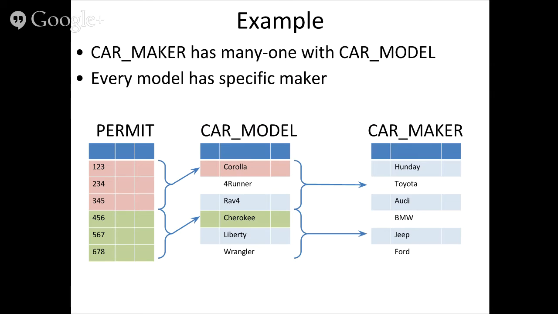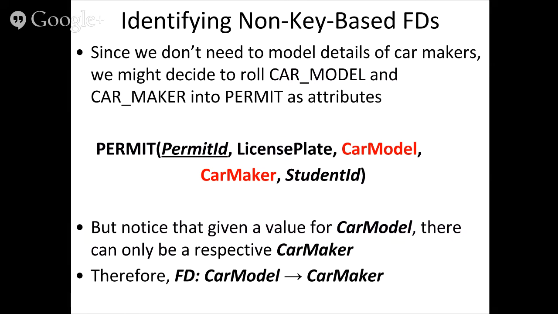Okay, what if we do that? What we could decide is, you know what, I don't want to have all these tables. Let's flatten the relationship, and bring permit, car model, and car maker, flatten everything into the permit. It's a sensible decision, right? And notice now into the permit table we add car model and car maker.